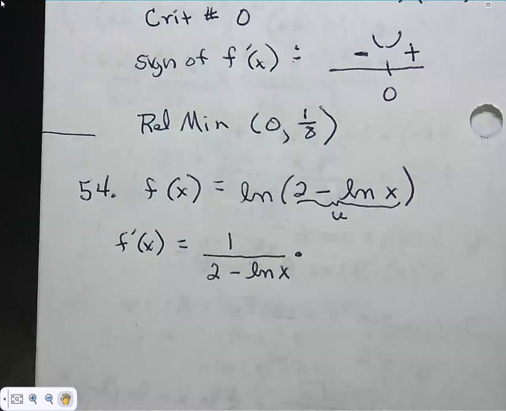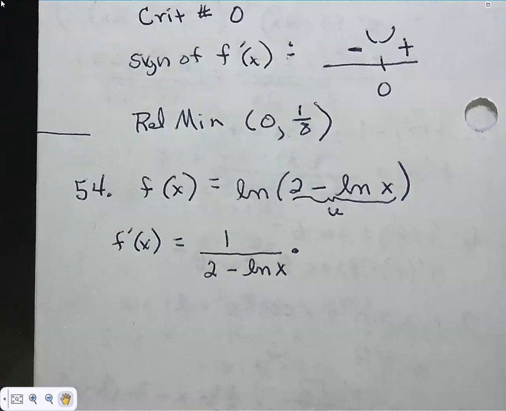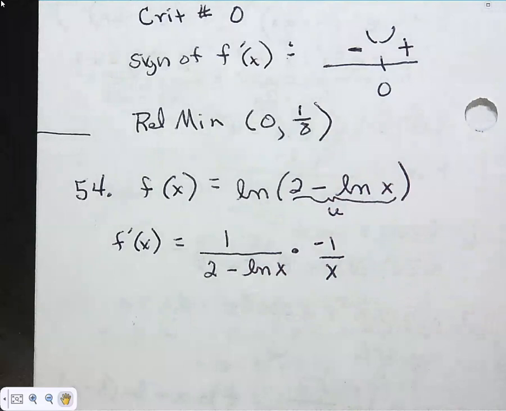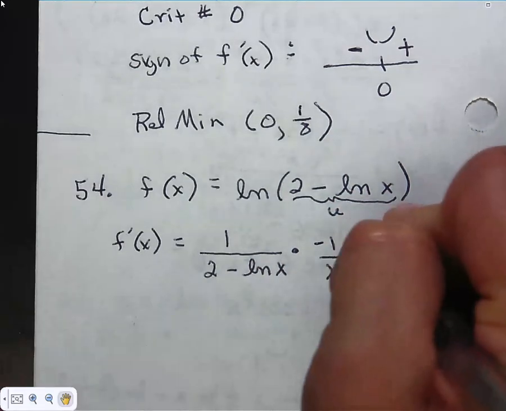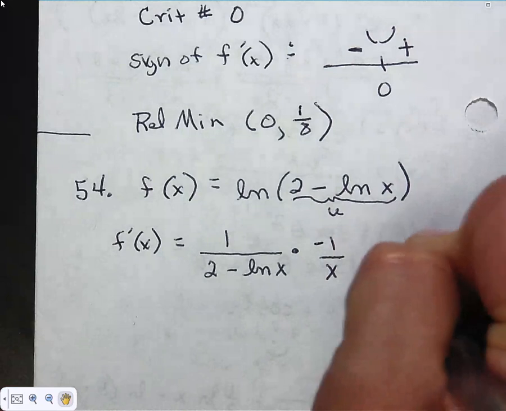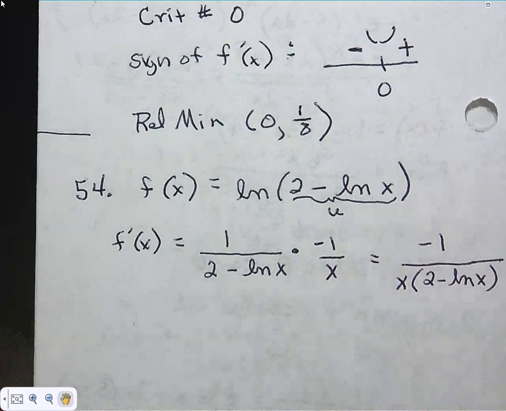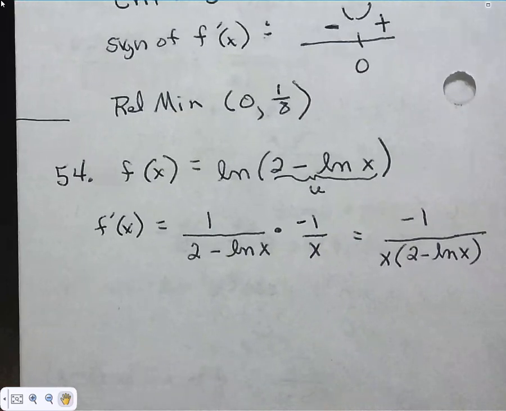The derivative of natural log of ugly is 1 over ugly times what? Derivative of the ugly. The derivative of that ugly is negative 1 over x. It's one of the few times the derivative is actually less ugly than the original function. The original function had natural log of the natural log. The derivative at least doesn't have that.